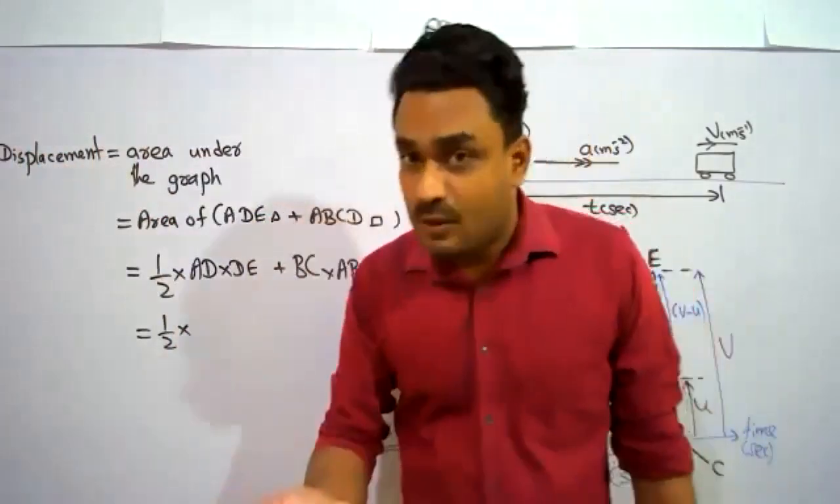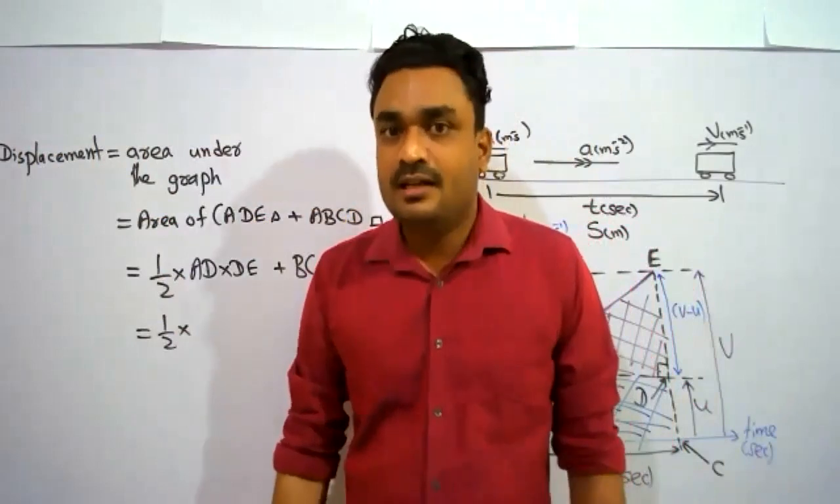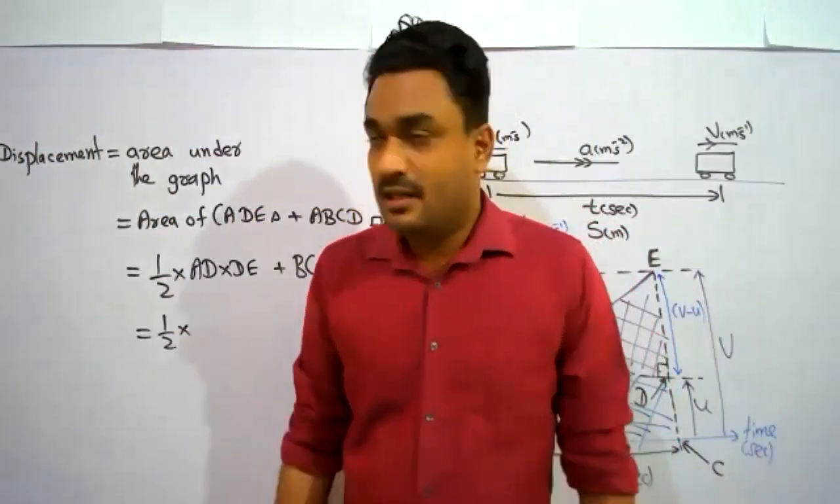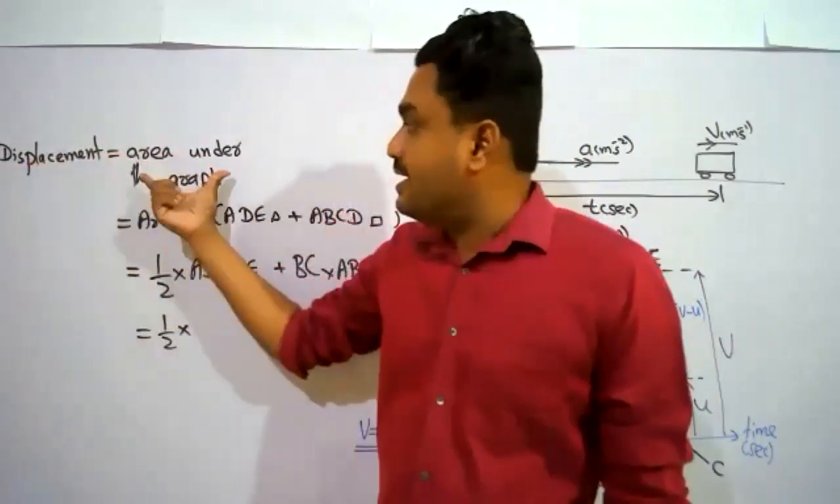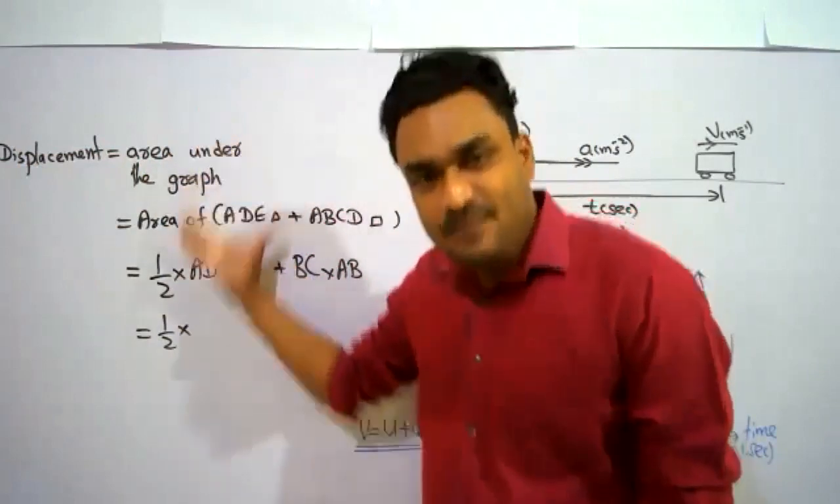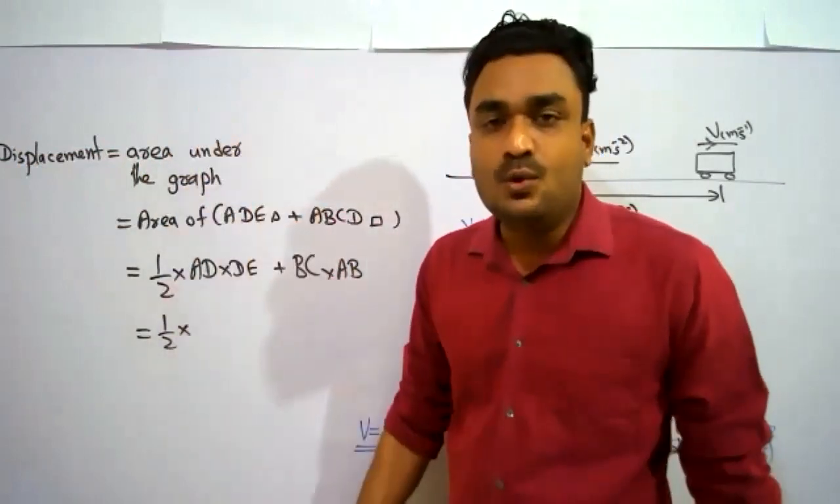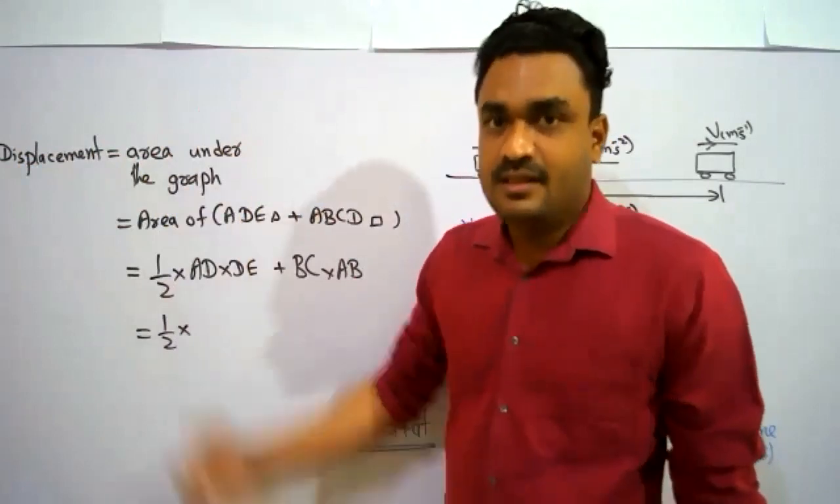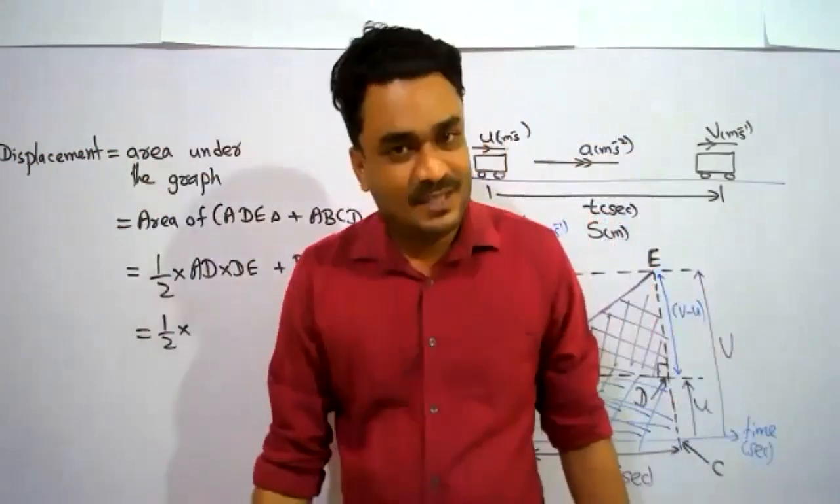We know that S equals ut plus half at squared. That's the equation we use for displacement. So I have said that displacement is equal to the area under the velocity time graph. I have obtained up to this. Simplify and prove that this is equal to ut plus half at squared. Give a try, take a photo and send it to my WhatsApp right here.